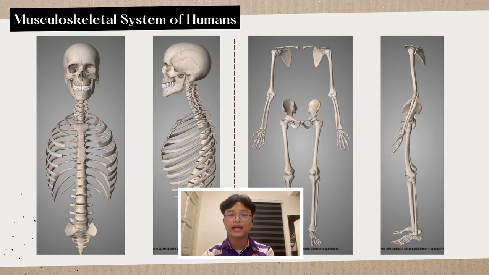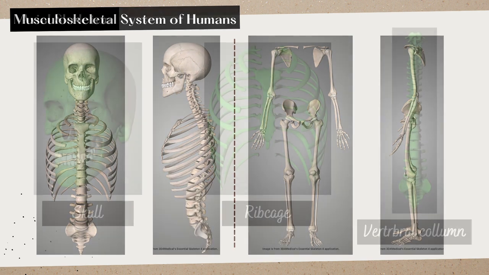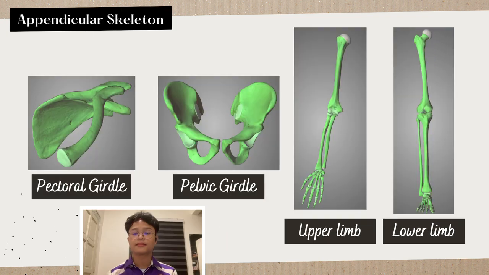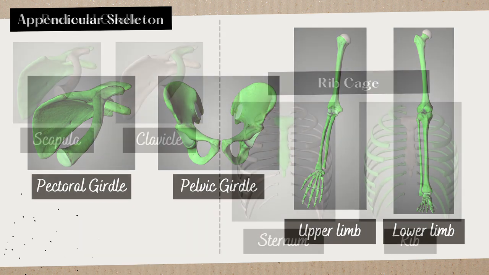Now we are going to look at the musculoskeletal system of humans. The first part we have the axial skeleton, and the second part we have the appendicular skeleton. The axial skeleton consists of the skull, the rib cage, and also the vertebral column, while the appendicular skeleton consists of pectoral girdle, pelvic girdle, upper limb, and also lower limb.